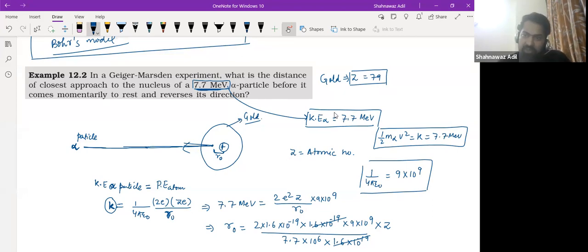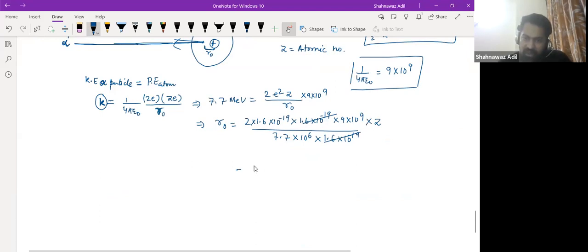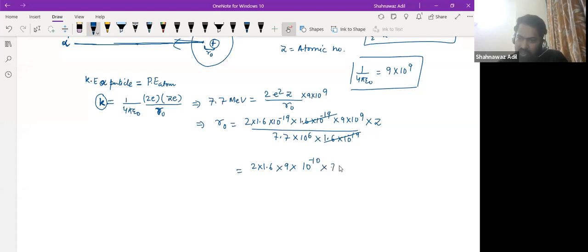And why did we use this gold? Because in the Geiger-Marsden experiment, they used gold to observe this phenomenon, right? So then we know the value of Z also. So that is 1.6 into 10 to the power minus 19 and 9. So that would become how much? This is 10 to the power minus 10, right, into 79 divided by 7.7 into 10 to the power 6.